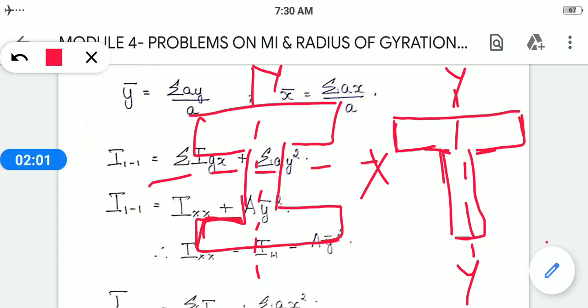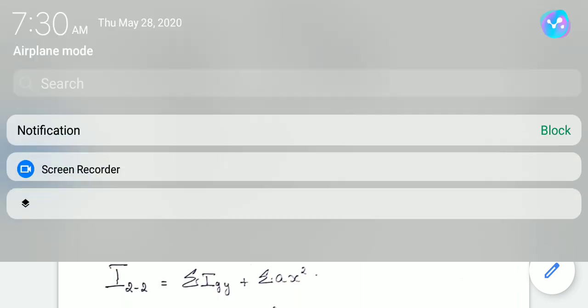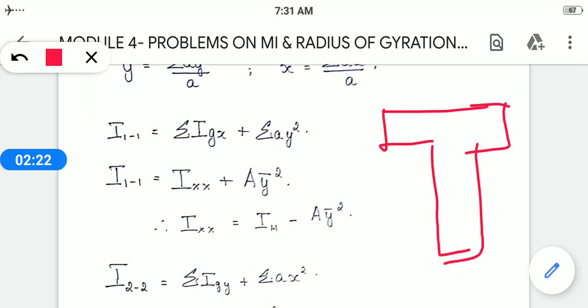Okay, now we'll move to the formulas first. Y bar is equal to summation of ay by a. X bar is equal to summation of ax divided by a. I11 is used whenever you are considering any one section. Consider this is your structure now. Consider this is 1 and this is 2. So I11 we have to find, I22 also we have to find.